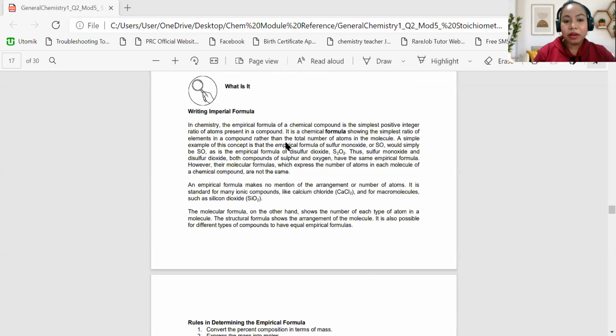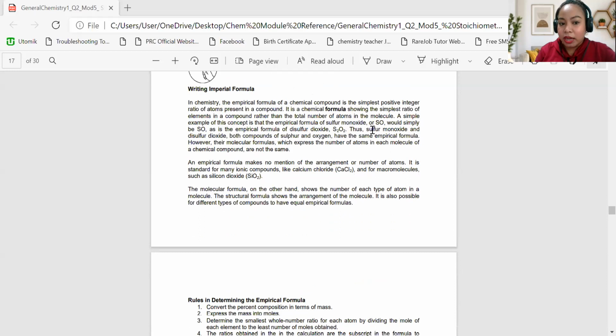So, writing empirical formula. In chemistry, the empirical formula of a chemical compound is the simplest positive integer ratio of atoms present in a compound. It is a chemical formula showing the simplest ratio of elements in a compound rather than the total number of atoms in the molecule. A simple example of this concept is the empirical formula of sulfur monoxide, SO. Its molecular formula, if you multiply it times 2, becomes S2O2, which we call disulfur dioxide.